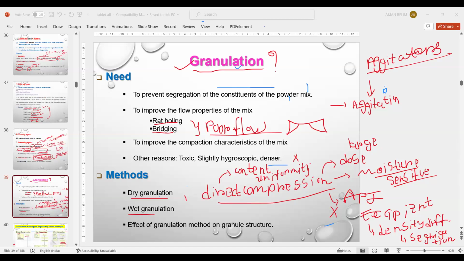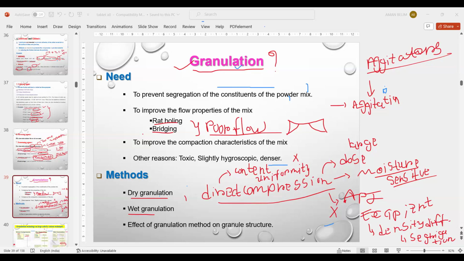glidant. What will be the work of the glidant? What is the function of glidant? To promote flow from the hopper, yes. And what is the mechanism behind it? Why does glidant promote flow? How does it promote flow?